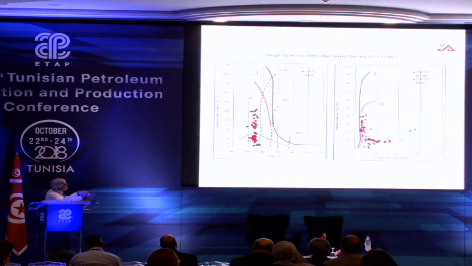This is for Awanatunin P and A. Most of the samples are plotted on the type 3 kerogen, and some of them are in type 2 kerogen, and low maturity on this.